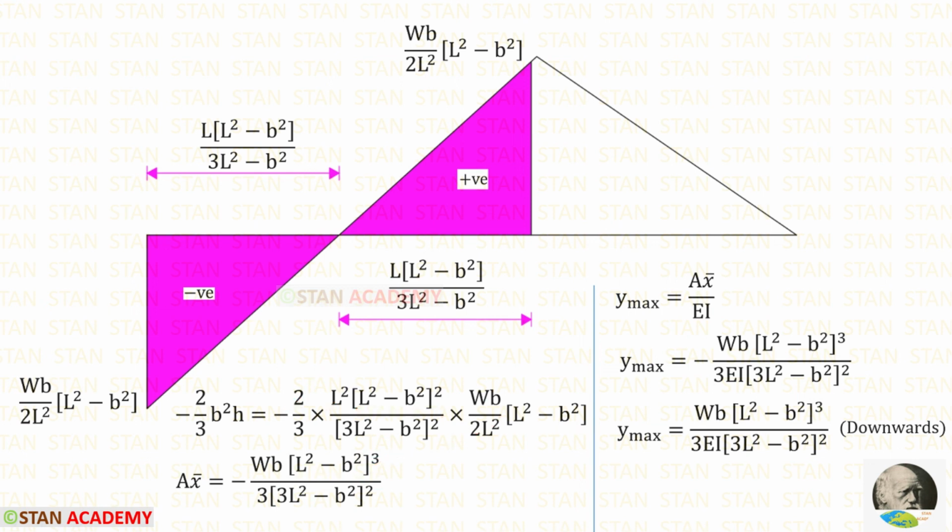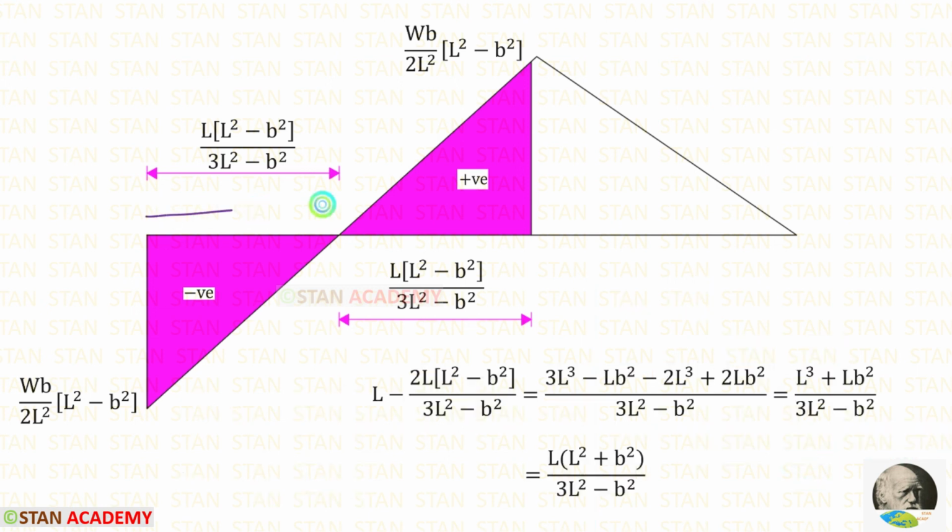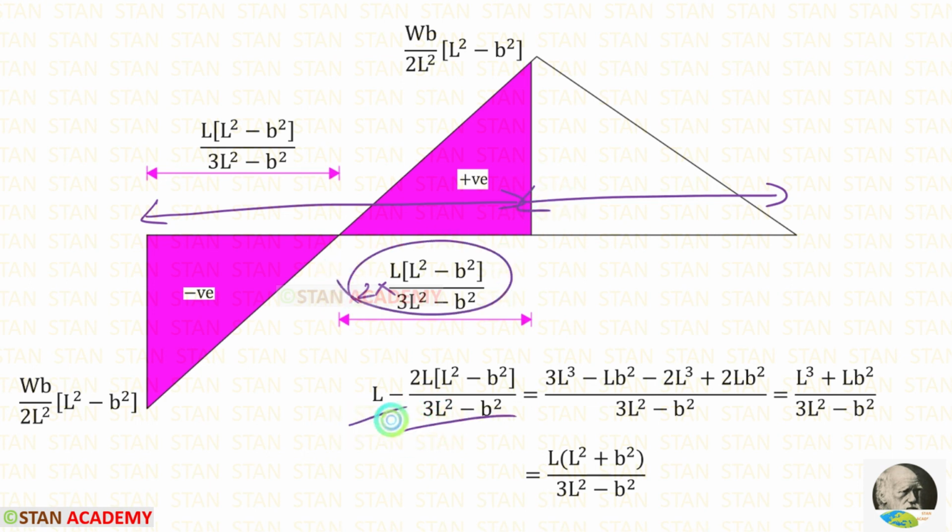We know the formula to find the deflection in the moment area method, that is area x bar upon EI. We have found area x bar, only we have to apply EI. For the maximum deflection, we will get a negative value. That means it is a downward deflection. We know the location of maximum deflection, 2 into L square minus B square upon 3L square minus B square. Suppose we have to find this location from the right side. We have to subtract this by L.